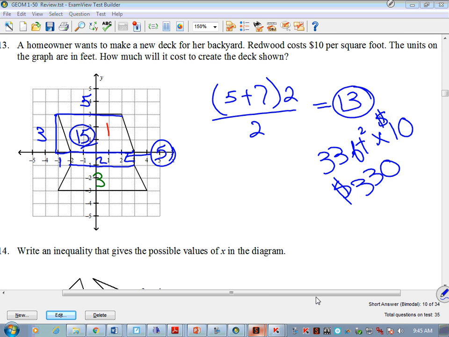Okay, let's double check my answer there. Let's see if I'm right. 320. Did we miss something? Should have been 32 feet. 5 plus 7 is not 13, by the way. 5 plus 7 is 12. So this should have been 12. 12 plus 20 is 32.